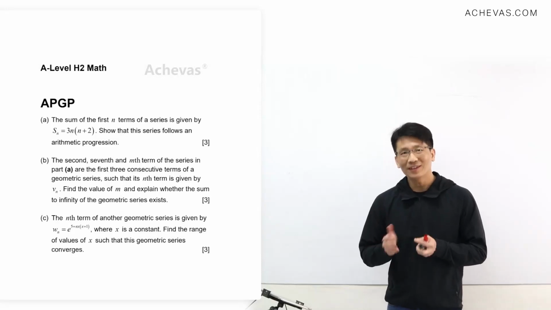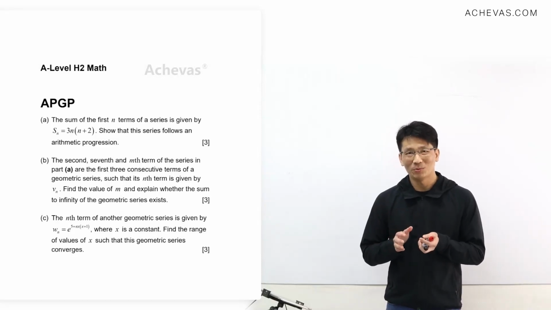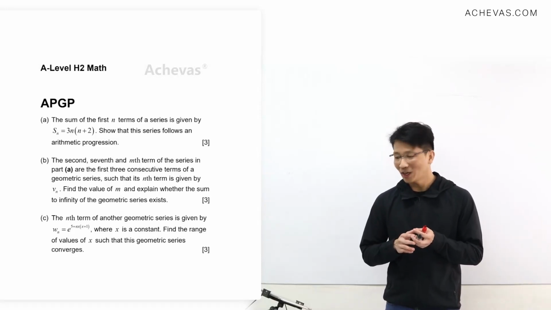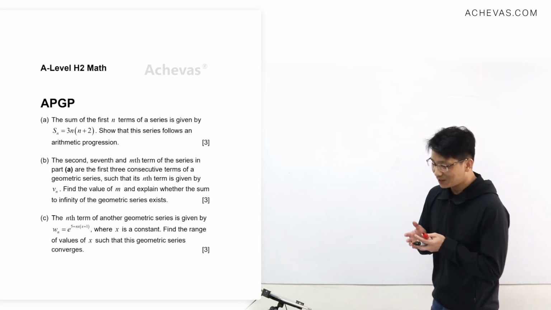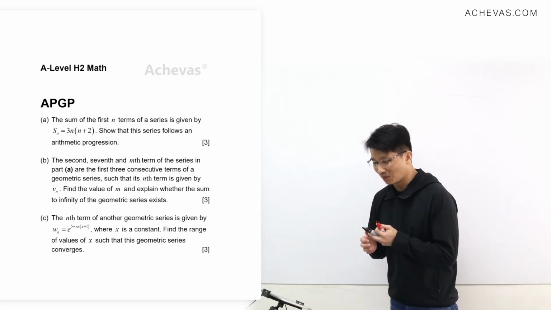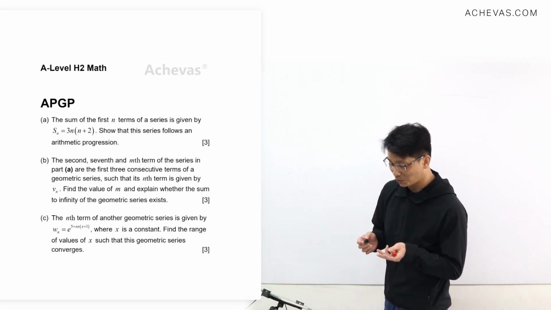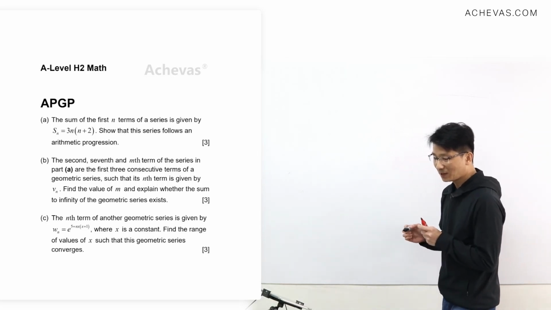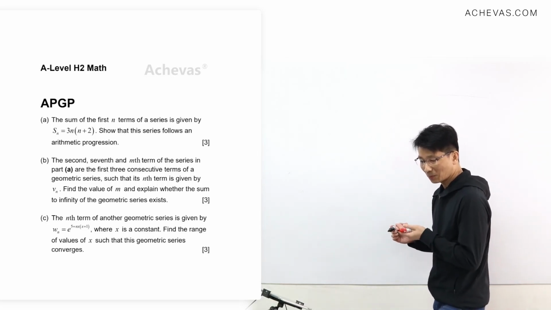Good day to everyone. Let's take a look at a question on AP and GP from Dunman High 2023. Part A of the question says the sum of the first n terms of a series is given by Sn equal to 3n² + 2. Show that this series follows an arithmetic progression.